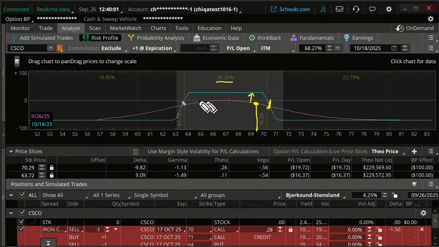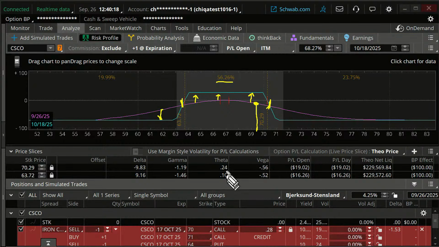From here to here, it's positive theta because the purple line is below the blue line. As time progresses, this purple line would move closer to what that blue line looks like. That's positive theta. If you go out here, then this would be a negative theta. Over time, that theta would get worse.